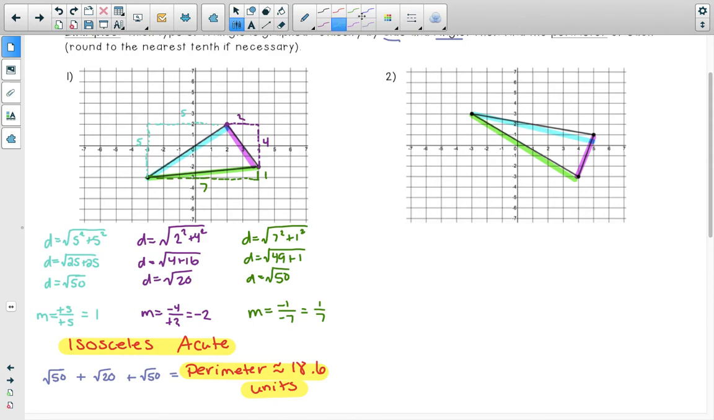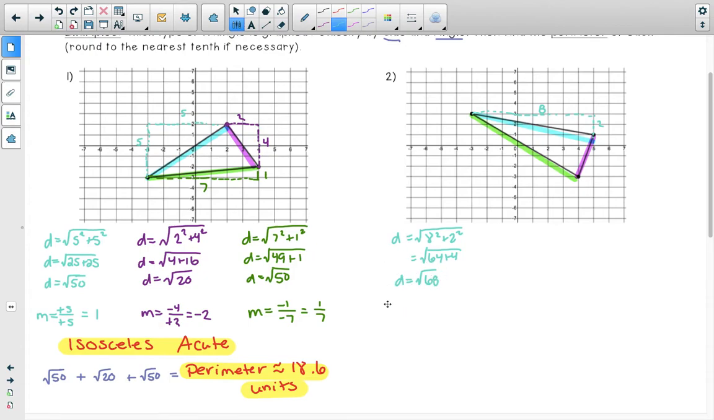So for the blue, the distance, using the Pythagorean Theorem, I'm going to count. Using my scale, these are all counting by 1. So 1, 2, 3, 4, 5, 6, 7, 8. And on the vertical, 1, 2. So distance is equal to the square root of 8 squared plus 2 squared. That is the square root of 64 plus 4, so the distance is equal to the square root of 68. We're going to keep it like that for now.